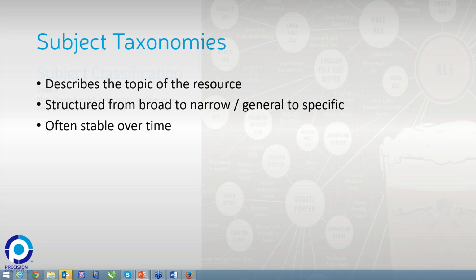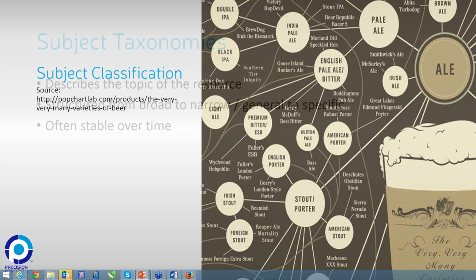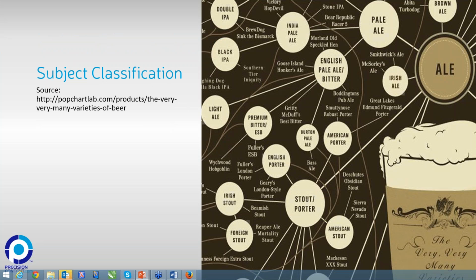So this is an example of a type of subject classification where we can relate different terms, in this instance different types of beer, and how they relate together into broader categories and into subcategories.